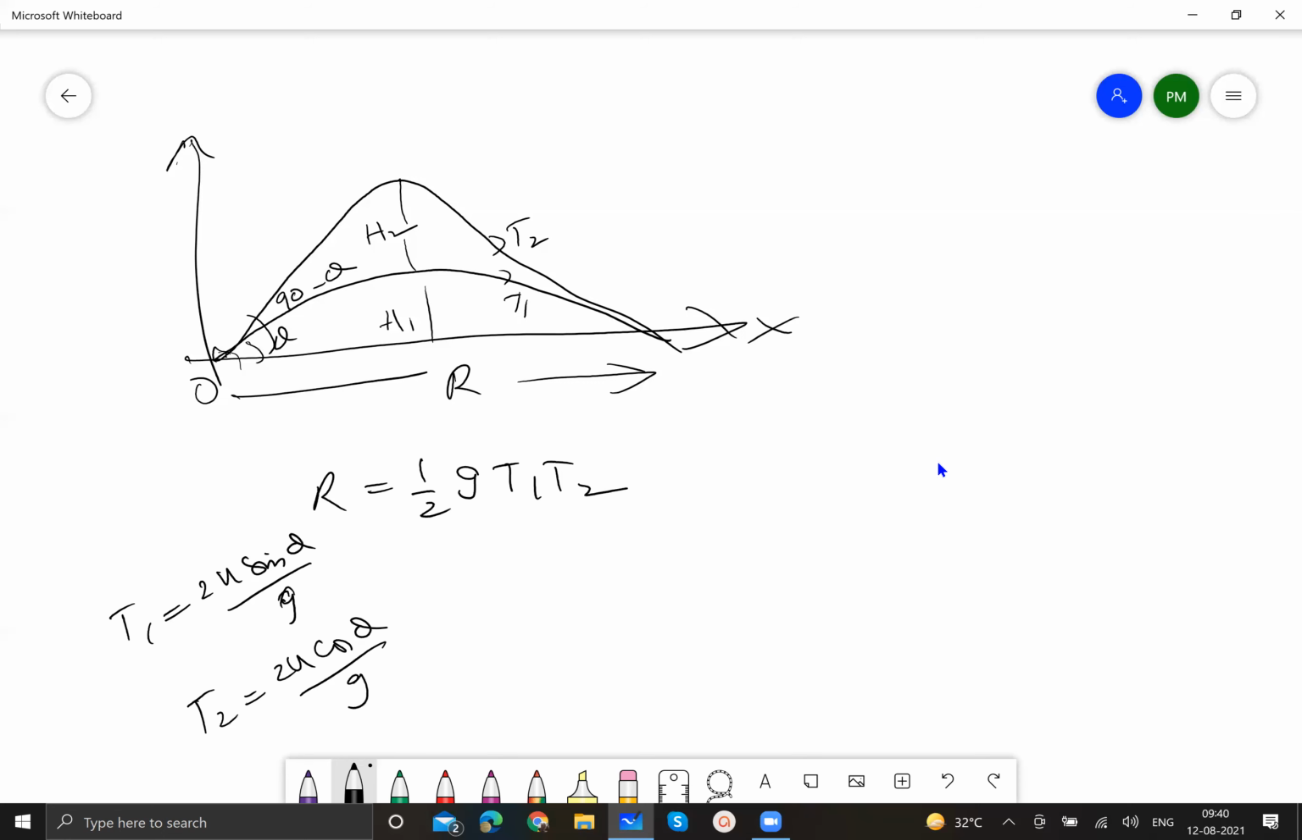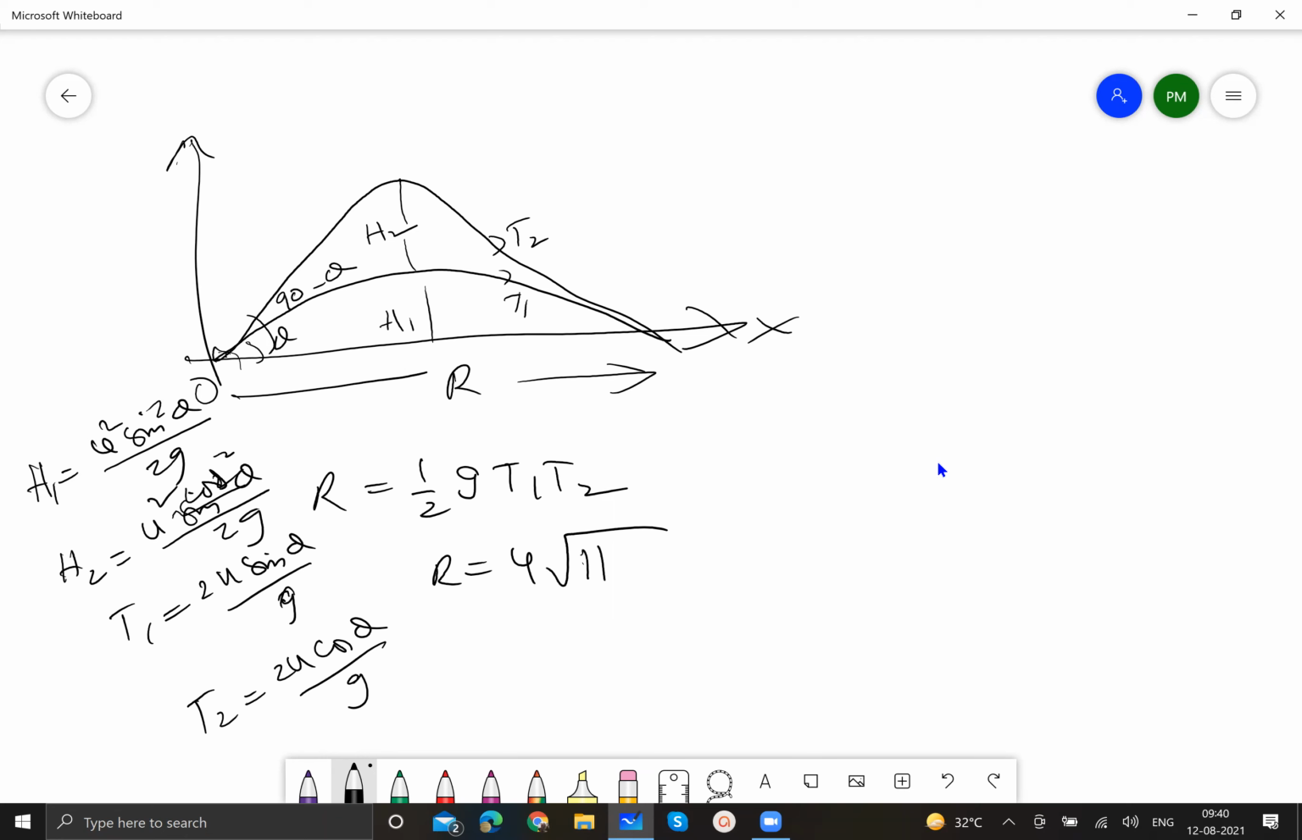And you know the heights: H1 is u square sin square theta by 2g, H2 is u square cos square theta by 2g. So the same range formula can be written as R is equal to 4 into root of H1 H2. And then some more things which you need to remember. H1 by H2 is tan square theta, which is equal to T1 by T2 whole square.